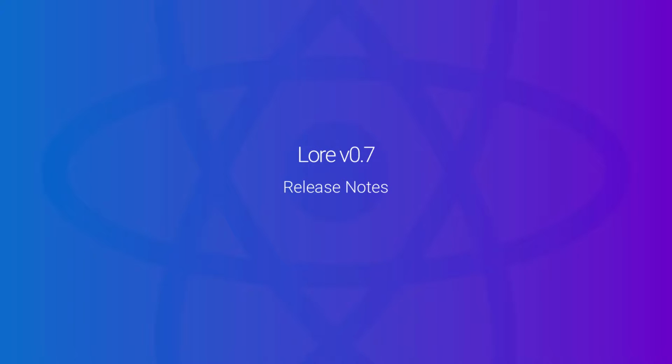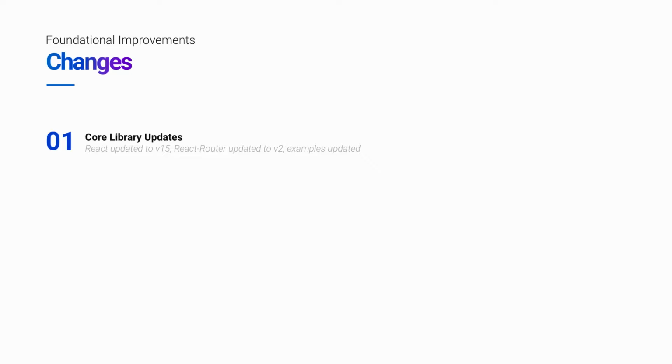This video covers the release notes for Lore version 0.7. This release was focused on bringing all of the core libraries up to date and improving the foundational user experience. React has been updated to version 15, React Router was updated to version 2, and all of the examples were updated to work with those changes.